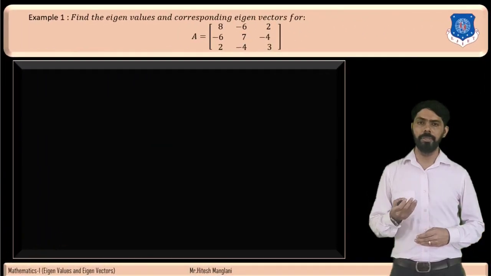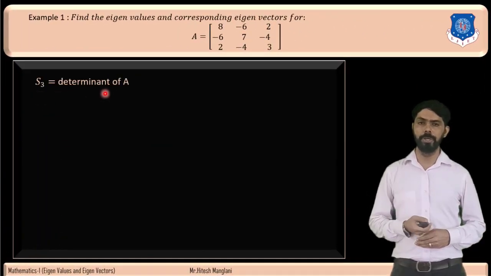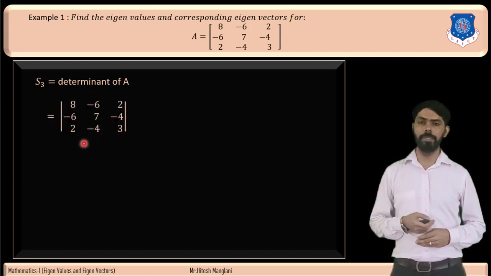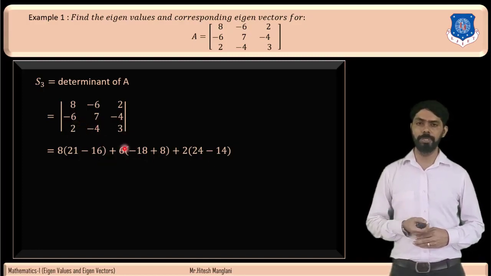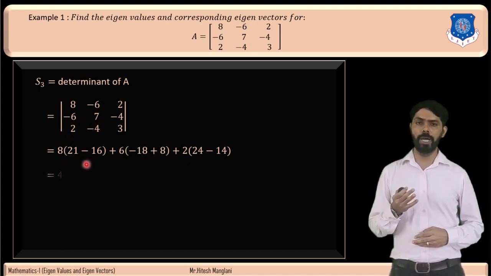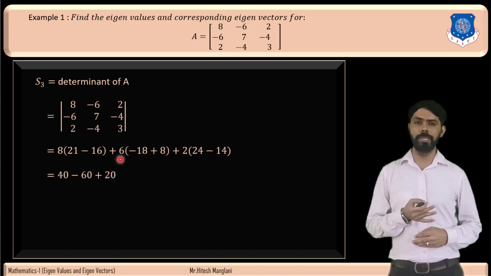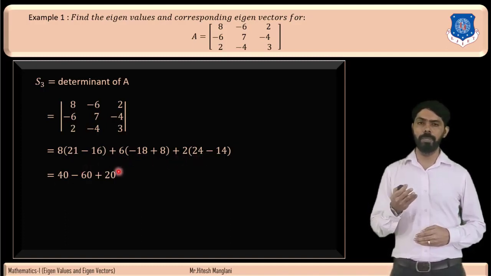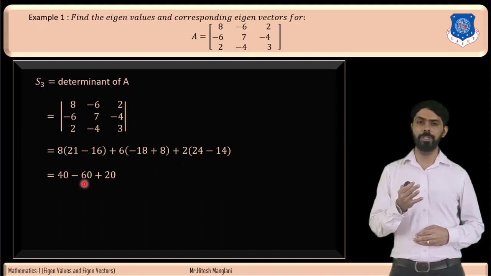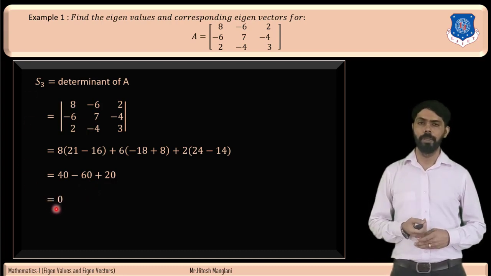Now we will find s3, which is equal to the determinant of the matrix. So we have to find the determinant of the given matrix. It will be 8 in bracket 21 minus 16, plus 6 in bracket minus 18 plus 8, plus 2 in bracket 24 minus 14. If we simplify this, 8 into 5 is 40, then 6 into minus 10 is minus 60, then 2 into 10 is 20. So 40 minus 60 is minus 20, minus 20 plus 20 is 0. Therefore the value of s3 is 0.